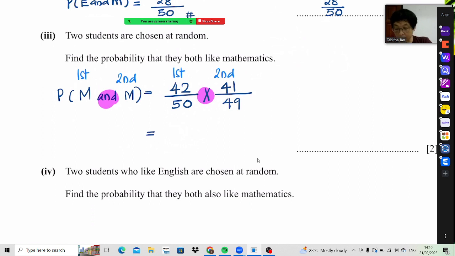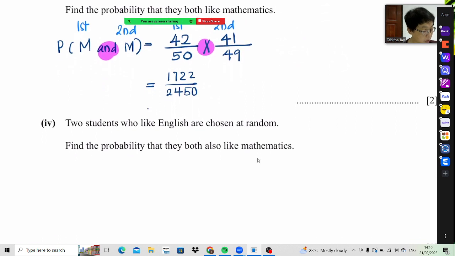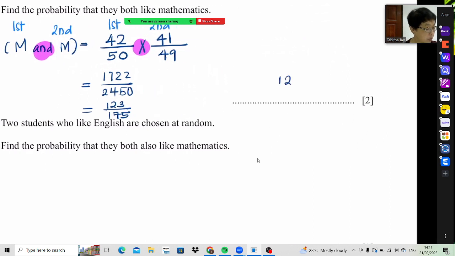41 times 42 will give us 1722, and then 50 times 49 gives us 2450. And if you want to, you can just press the whole thing and simplify it. 1722 over 2450 gives you 123 over 175. So here's the answer, 123 over 175.